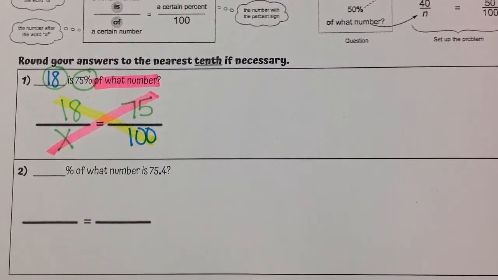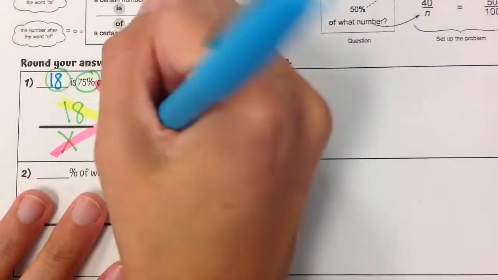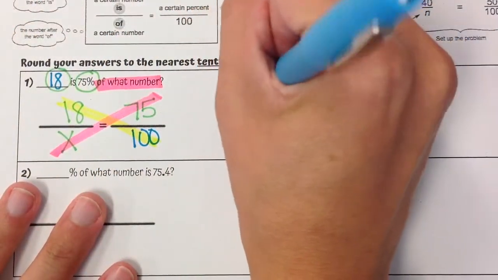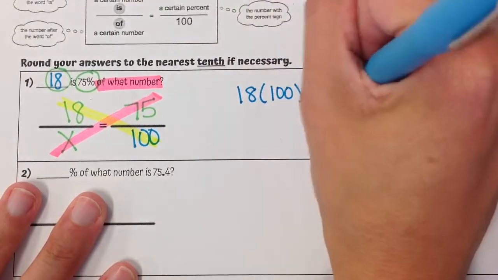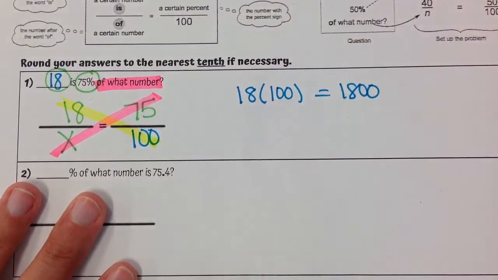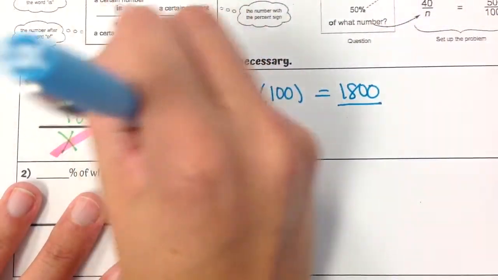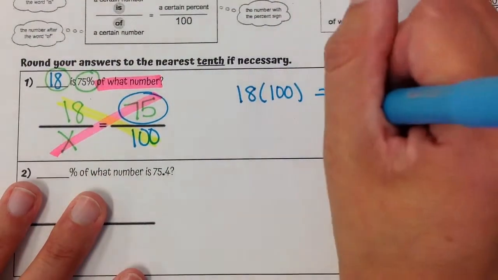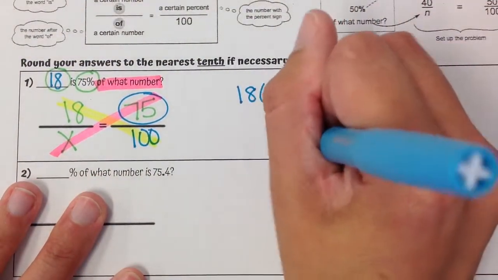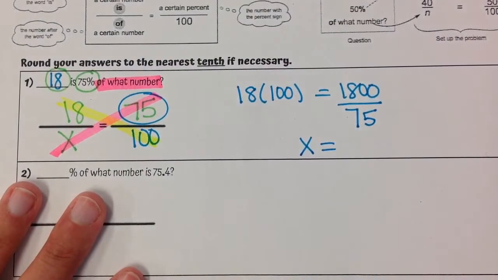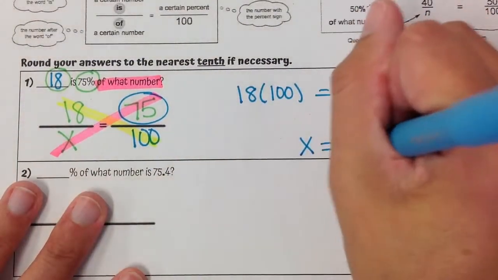So I'm going to multiply 18 and 100, which equals 1800. And the number I divide by is the number in the same diagonal as the variable, which is 75. And I will get 24.